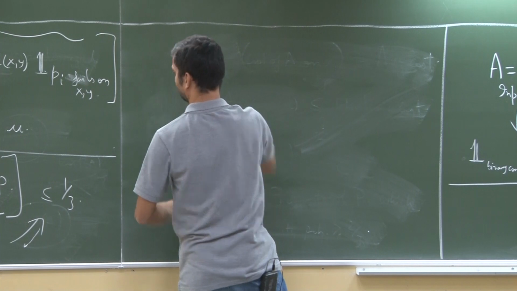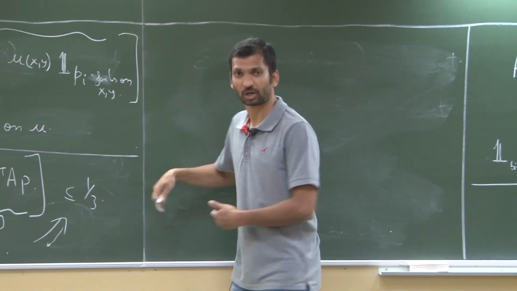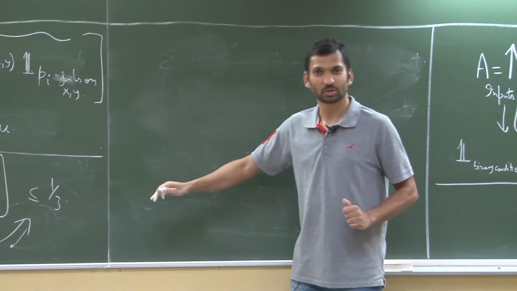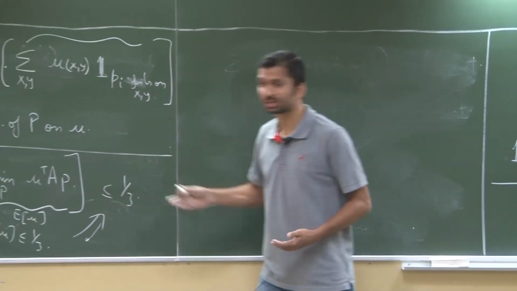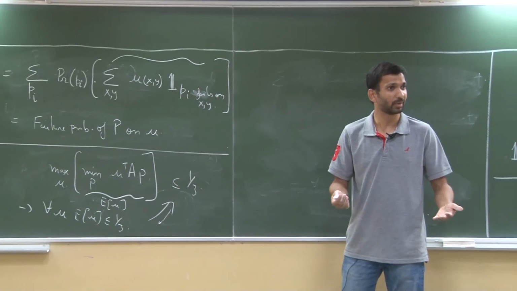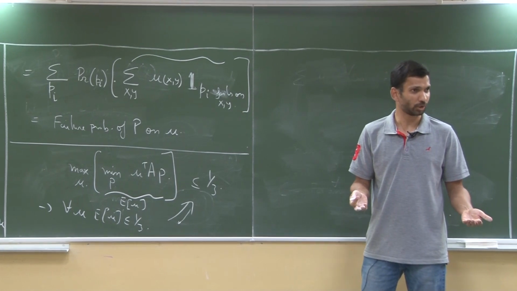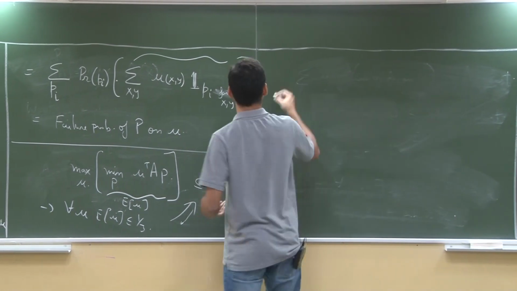Good. Today I am lucky. I have used the definition of C and now I can erase it. Right? So now this is less than 1 by 3. This is a max-min. Now I am ready to use von Neumann's maximin or min-max theorem.